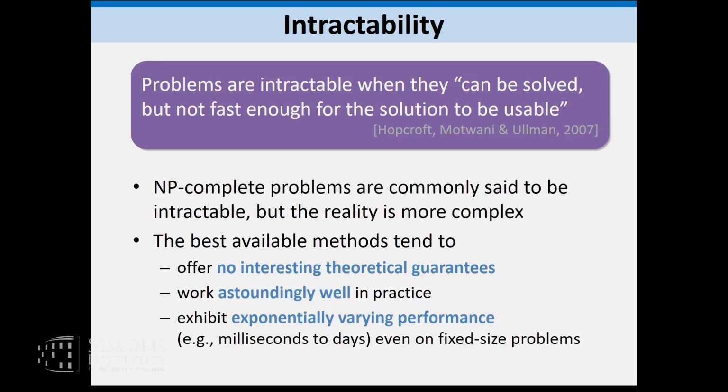In reality, if that's what we mean by intractable, then the reality is more complex, because there exists this whole literature in AI on trying to find good algorithms for solving NP-complete problems. And although the best available methods don't offer interesting theoretical guarantees, which might be where I lose all of you, it's nevertheless the case that these algorithms work just astoundingly well in practice. They work really reliably well in practice, as we've heard from some of the previous talks.